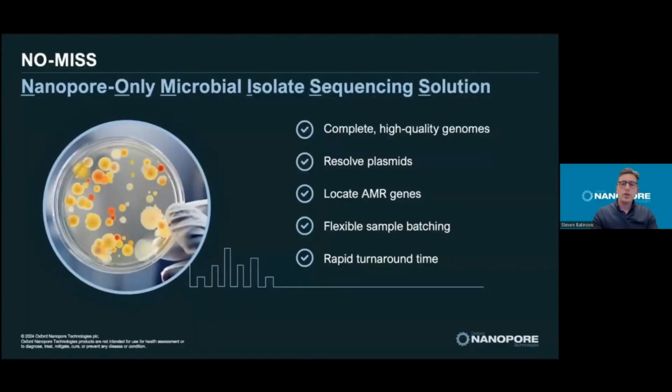So first up, I'm going to go over our new end-to-end Nanopore-only microbial isolate sequencing workflow, abbreviated to NOMIS. Genomics allows for the assembly of high-quality, de novo or reference-based microbial genomes with rapid turnaround time and very flexible sample batching.